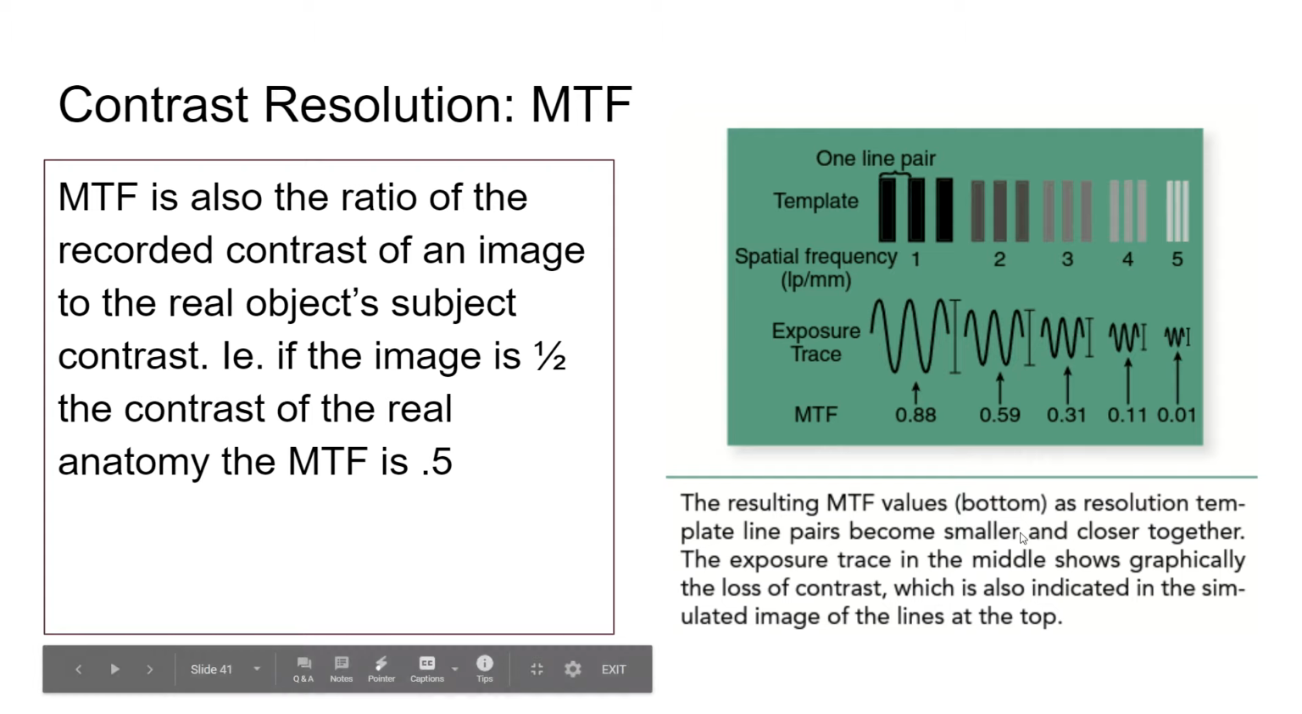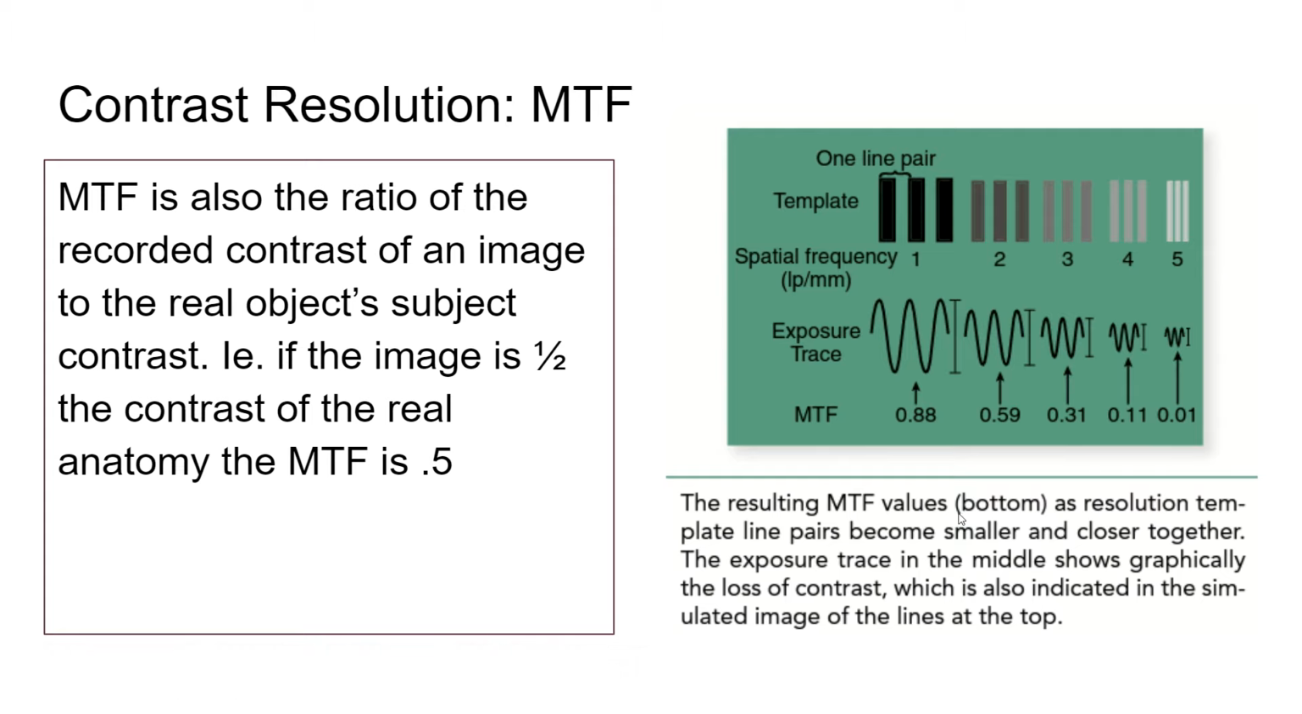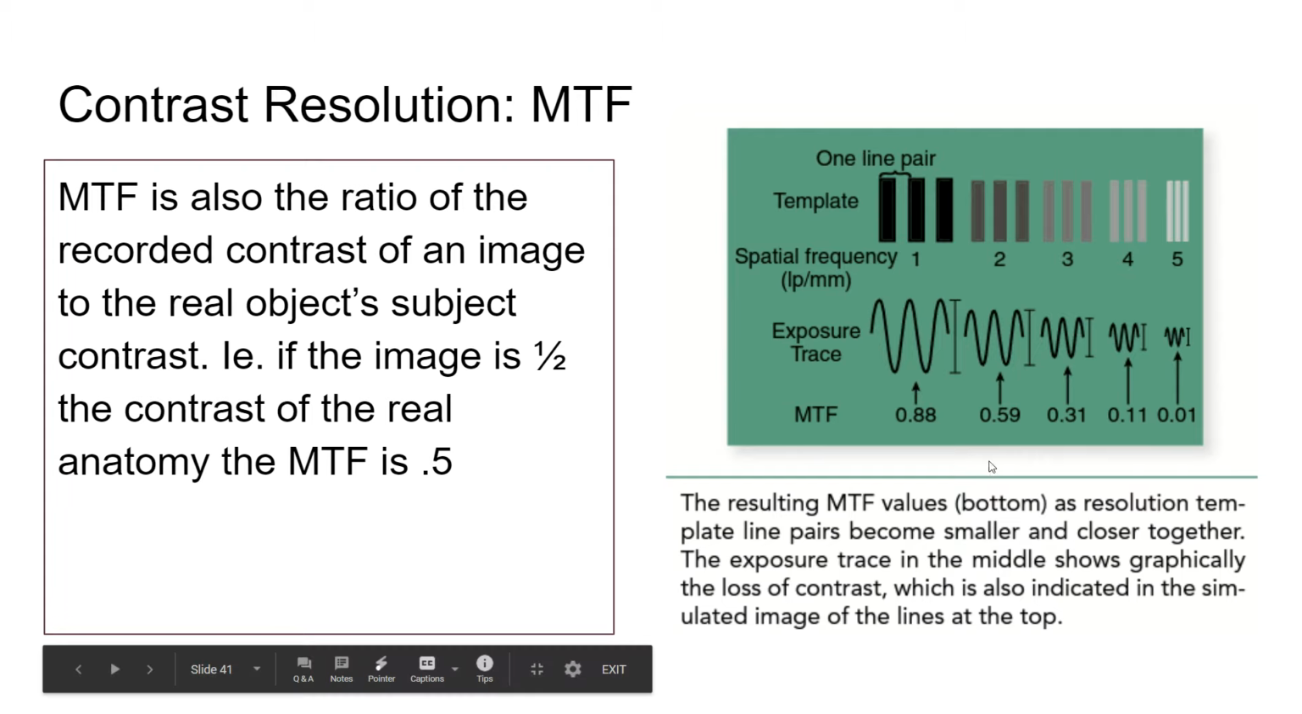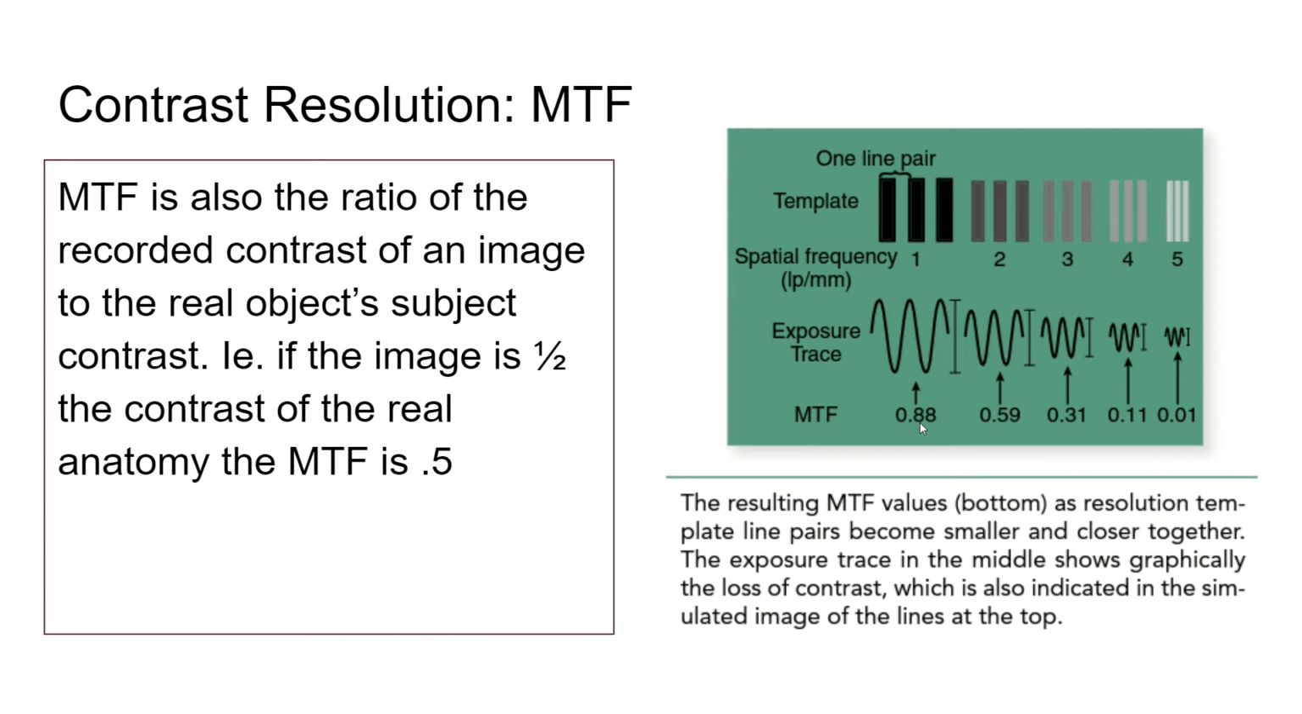So what we're seeing here is MTF values start to become smaller and smaller and get closer together. So here you have an MTF of 0.8, but it keeps going down and down, to a point where you can't resolve and don't have the object information that you would like.